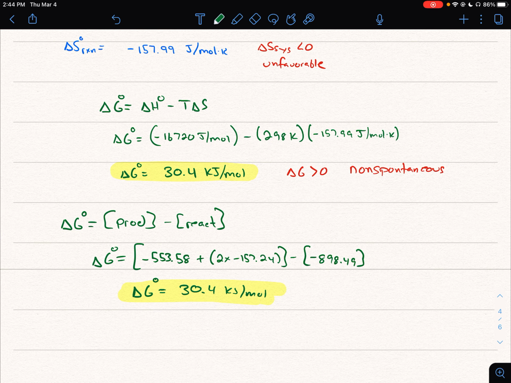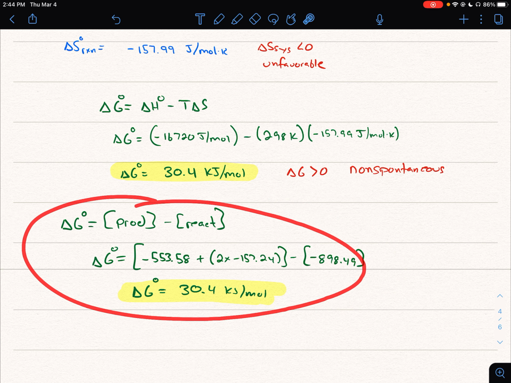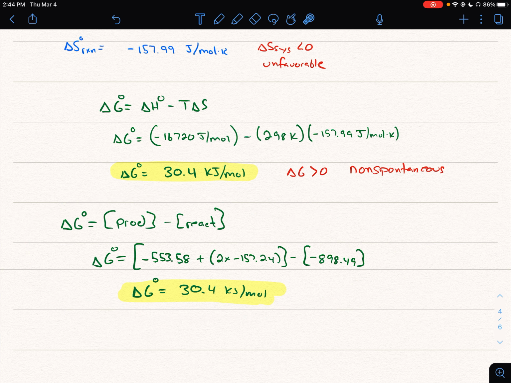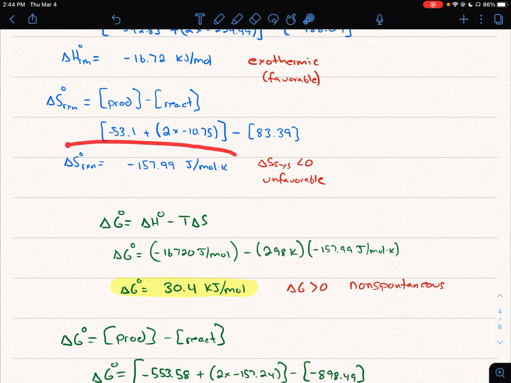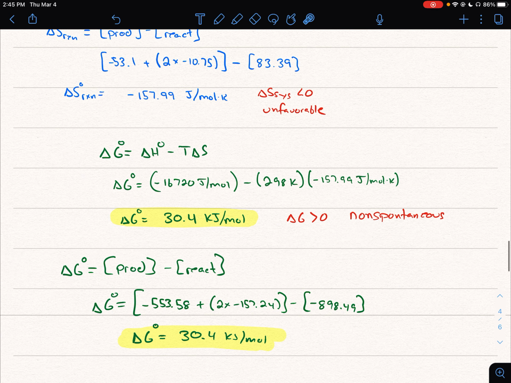Now, two ways to go about things. This second case may be much faster to get there, but what we lost in the process of doing this was the ability to say it was the entropy term that controlled the reaction to make it unfavorable, right? We didn't get the breakdown of those two terms. And the other thing we lost is the advantage of this delta G equals delta H minus T delta S, is we could ask the question of, if we change the temperature, what happens to spontaneity?